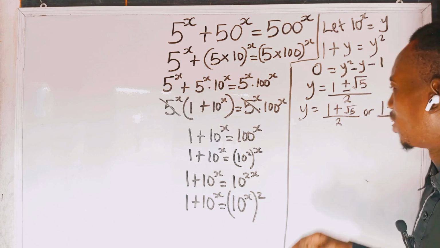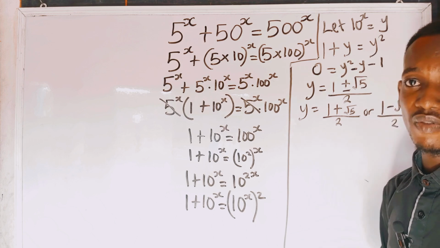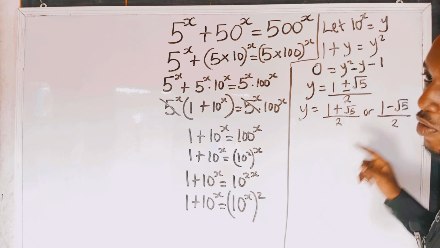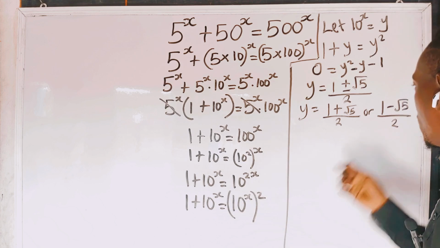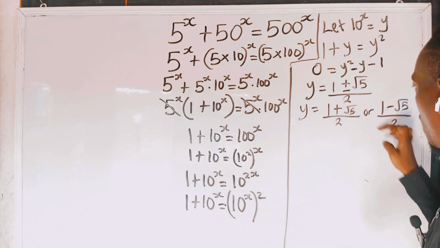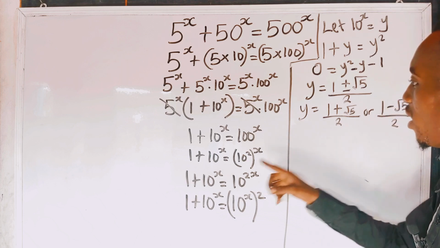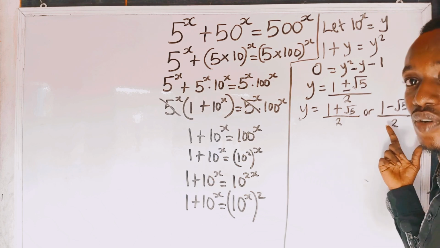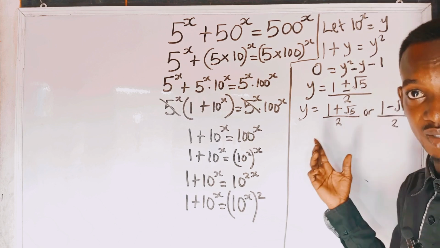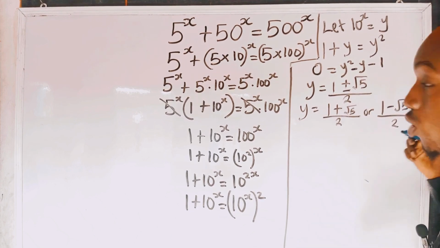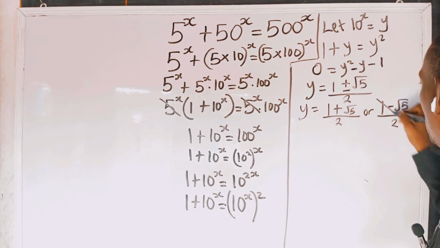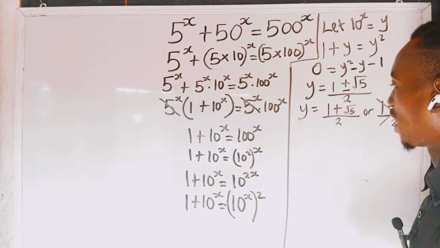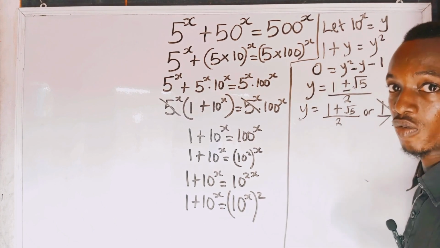But now, this negative is not going to be part of our solution. Because 1 minus root 5 will give us something like negative 1 point something, and that is negative. And don't forget, y is 10 to the power of x. So when we take the log of both sides, we can't have a negative log. I can't have the log of a negative number. So that would be impossible, okay? It would be a complex number though. So this is not going to be a solution. Therefore, y should be equal to 1 plus square root of 5 all over 2. It must be positive because we're dealing with logarithm.